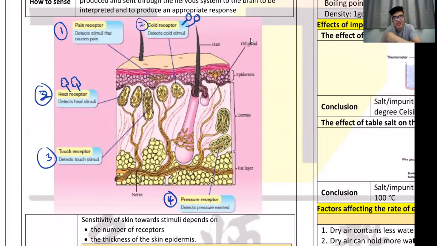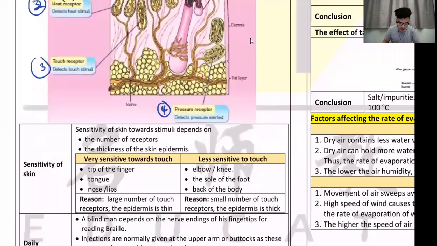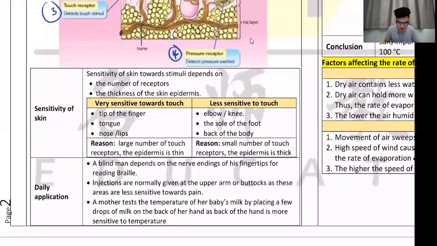But here's the thing. Have you noticed something? When you shower yourself with hot water, your body feels okay. But suddenly when you put that hot water on your face, oh my God, why is it so hot? Because your face is full of receptors. Do you know that? Why is your face so sensitive? Because your face has a lot of receptors and your face epidermis is really thin. Your face has a very thin epidermis.